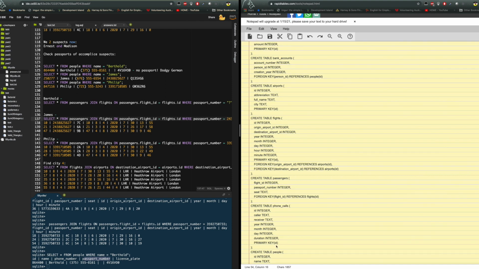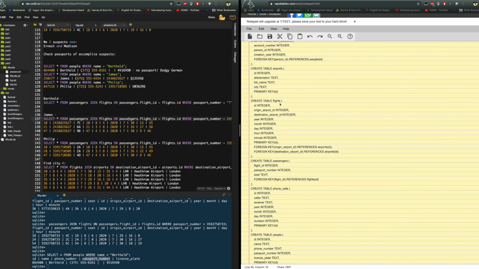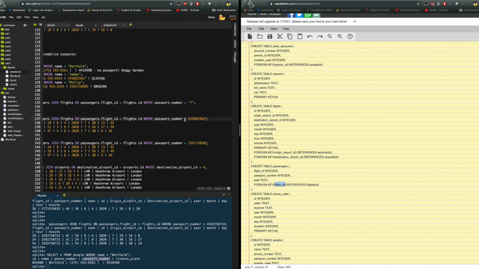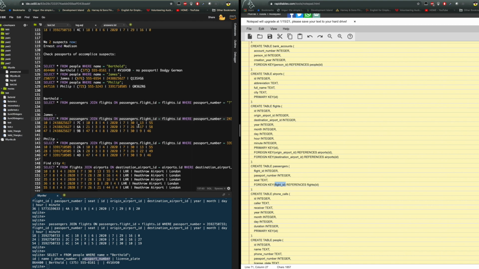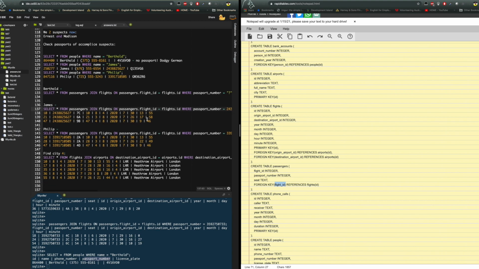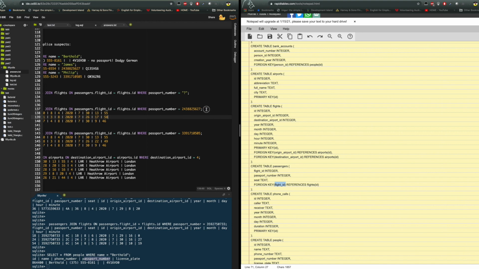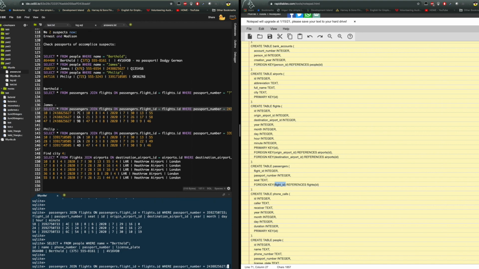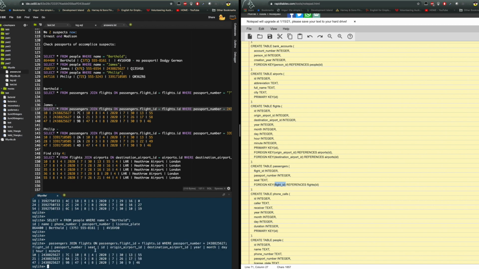Where is it? Passenger. They go through the flight ID, passenger flight ID, and then by passport number is James's number. And it actually shows me which flight he took, which dates and what time. So if we execute it to see the full code, because I didn't input the full output of it. Seat number, origin, destination, year, month, day.